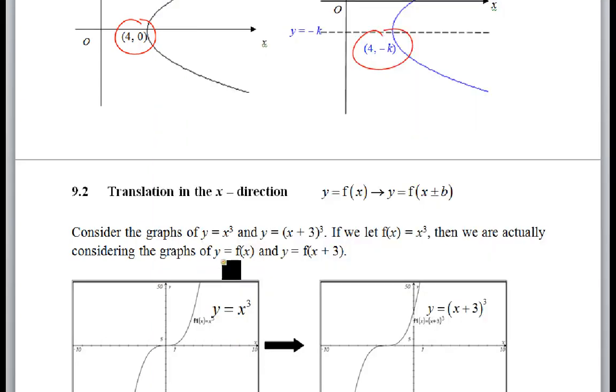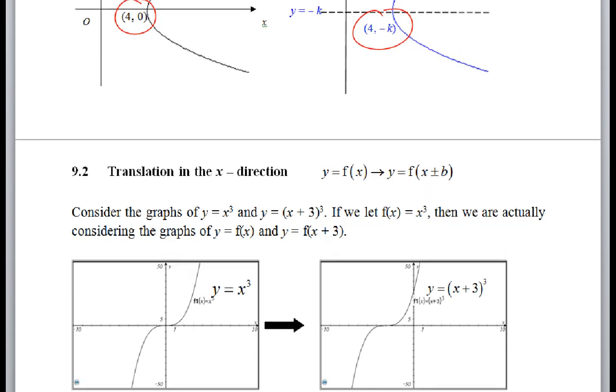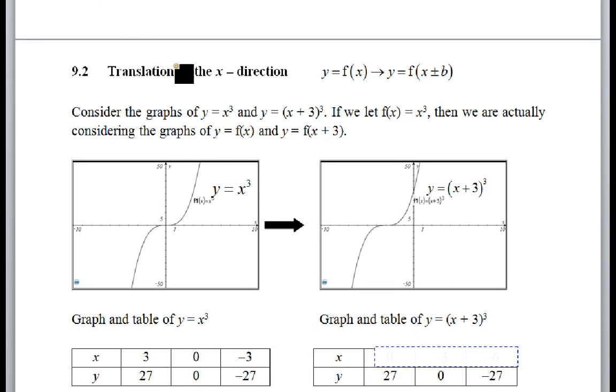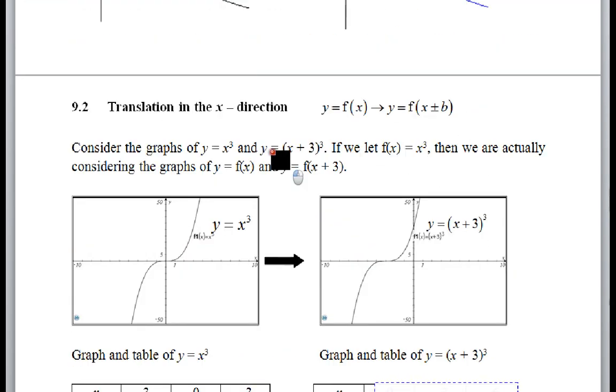9.2. Now we talk about translation in y direction. Now we can talk about translation in the x direction. We use the same graph, y equals x cubed.